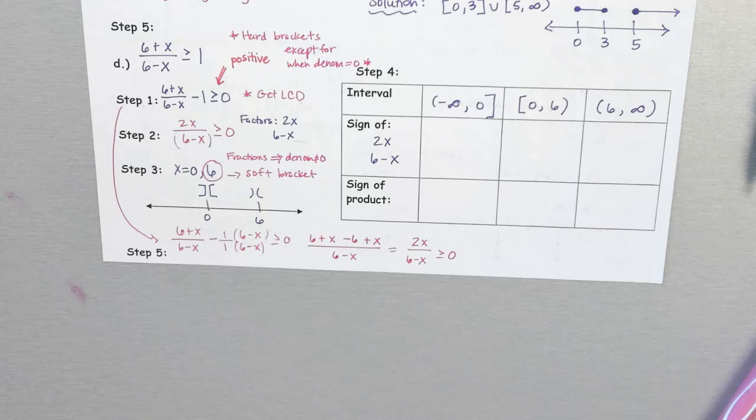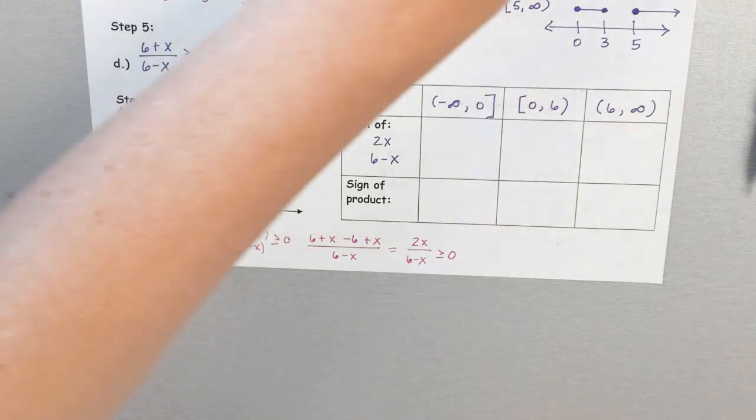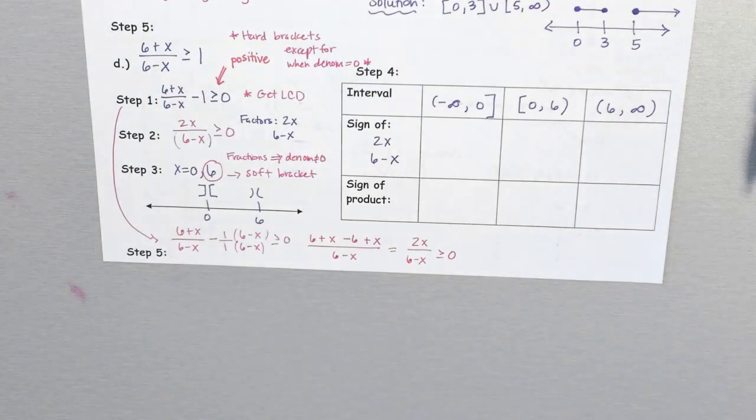And then the rest of this is just like we did before, so you can go ahead and pick your test points. And then can you write your solution and do the graph? So find your solution and do your graph.